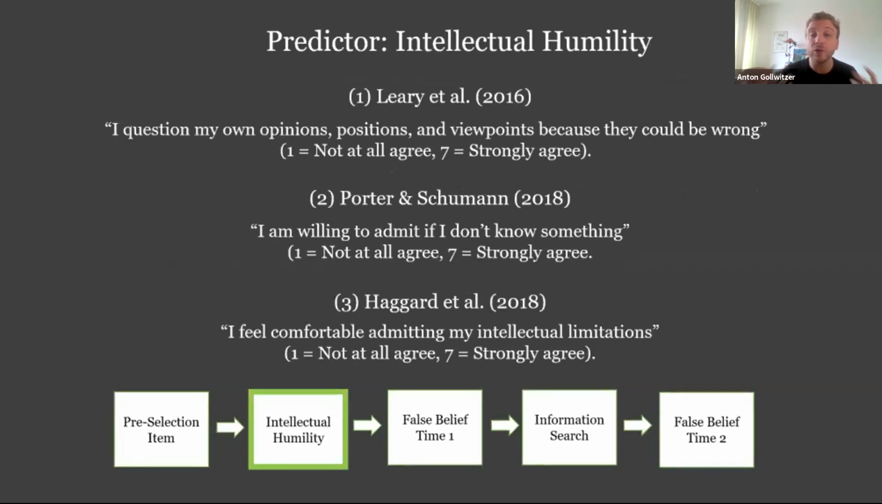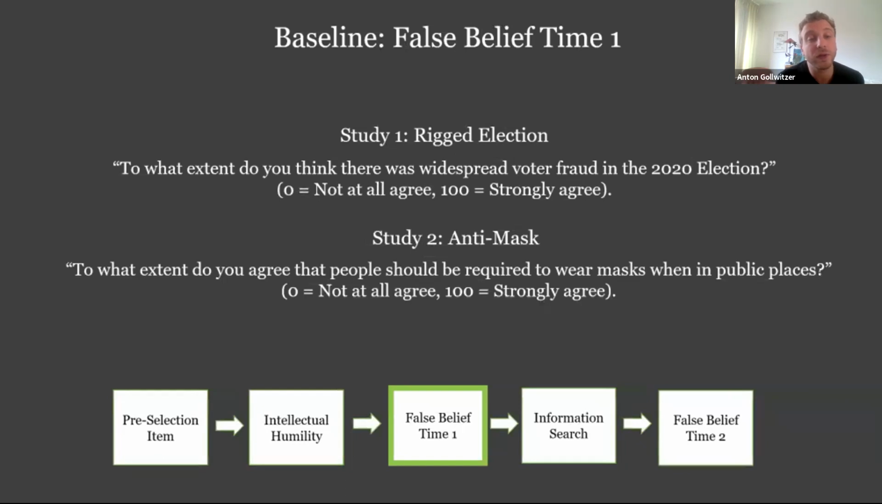After that, participants who were included, those who actually believed that the election was rigged or endorsed anti-mask beliefs, all completed 3 different measures of intellectual humility that have been validated in past work: the Leary measure, Porter-Schumann, and Haggard. Example items are, "I question my own opinions, positions, and viewpoints because they could, in fact, be wrong." Kind of good news, these measures all had high inter-measure reliability and high inter-item reliability. So they really seem to be capturing the latent construct we're trying to get at, which is intellectual humility.